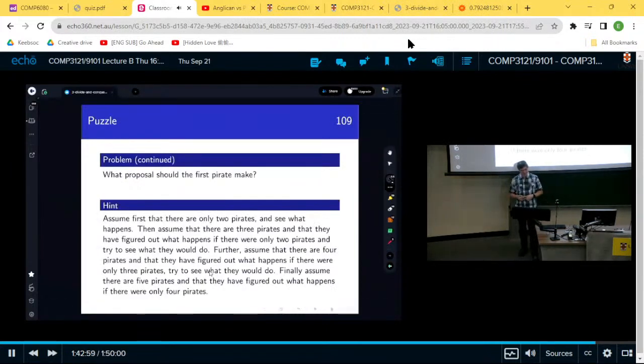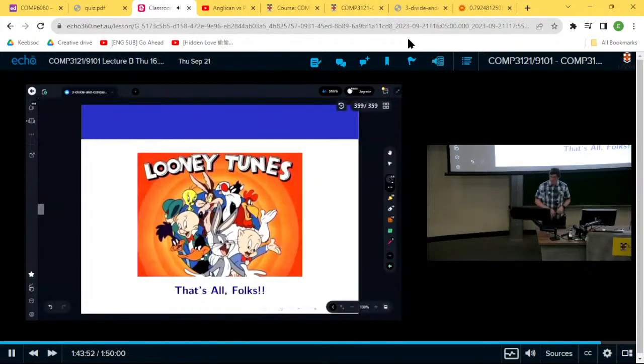So there's a hint here. Assume first that there are only 2 pirates and see what happens. Then assume that there are 3 pirates, etc. So it's kind of going backwards from the end, using something called backwards induction. Then further we assume that there are 4 pirates, and they have figured out what happens if there are only 3 pirates, and try to figure out what they would do. Then you look at the 5 pirate case, and you assume that the 4 pirates that will be left in the end make optimal decisions, and then see what the first pirate should do.